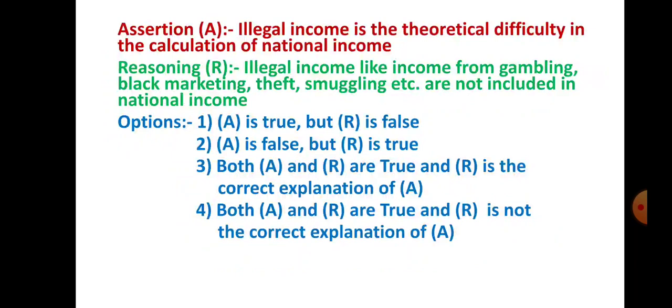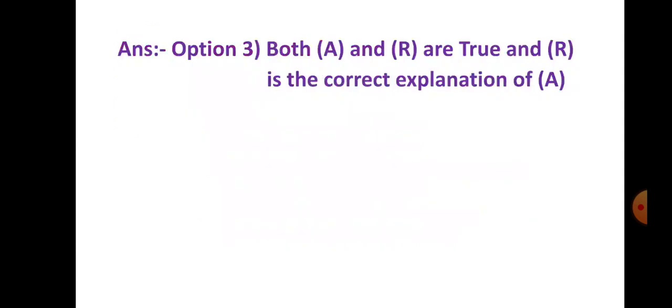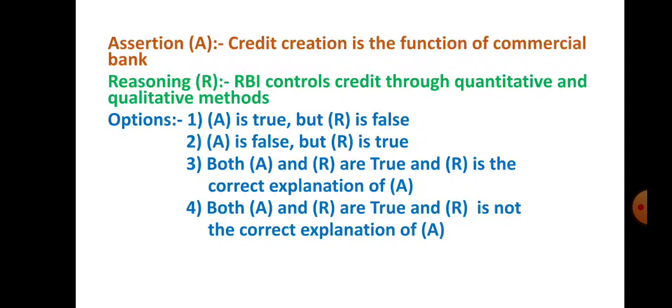Now let us see the next example. Assertion they given: illegal income is the theoretical difficulty in the calculation of national income. And reasoning they given: illegal income like income from gambling, black marketing, theft, smuggling, etc. are not included in the national income. Here both assertion and reasoning are true. And here 4 options are given. You have to choose any one option, that is your answer. And here answer is option number 3. Both A and R are true and R is the correct explanation of A. Now let us see the next example.